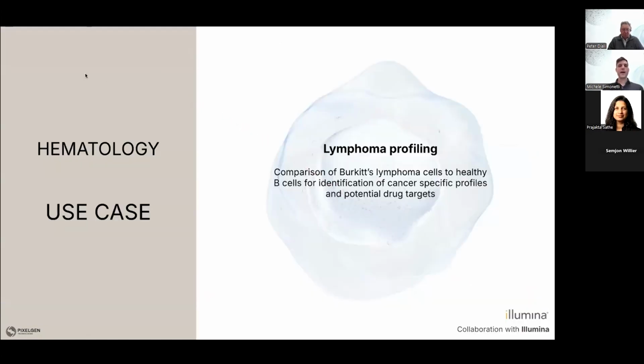So I want to show you one final example in hematology, how the method can be used. One application that we had was to profile immune cells. In this case it was lymphoma profiling, comparing Burkitt lymphoma cell lines to healthy B cells. This was in collaboration with Illumina.